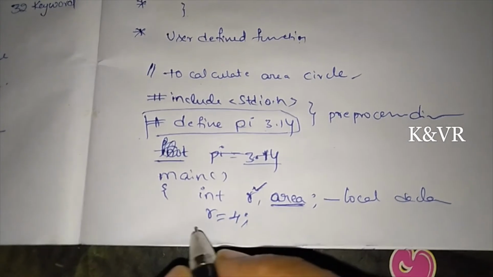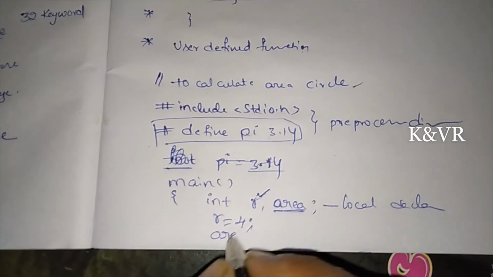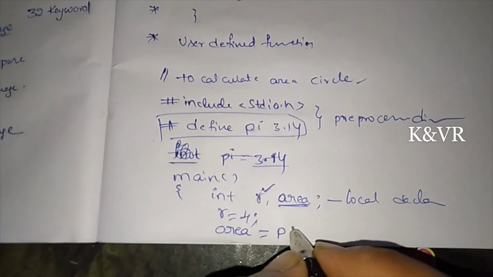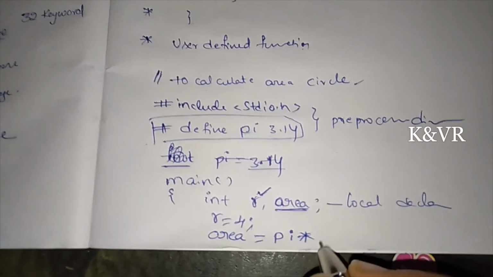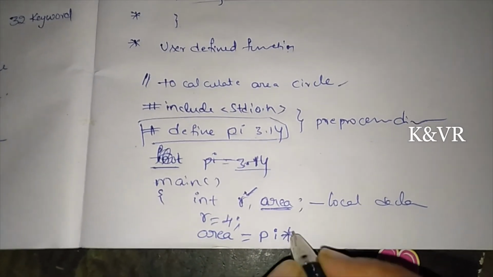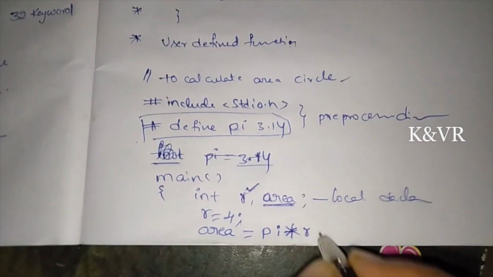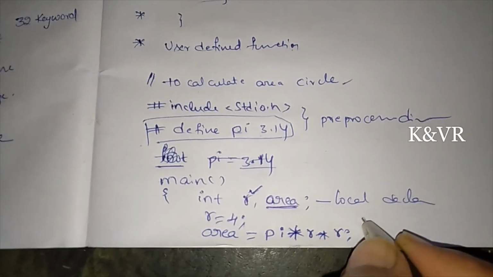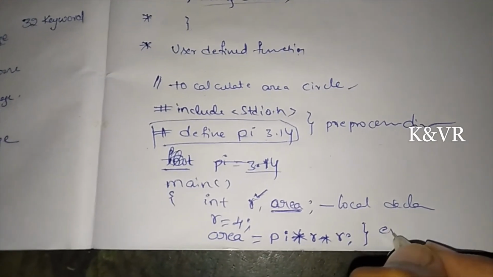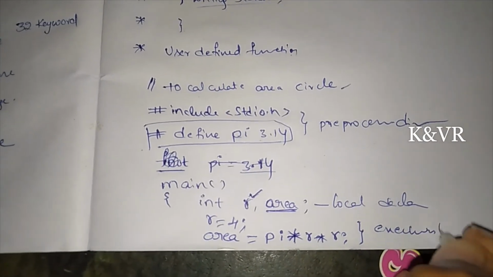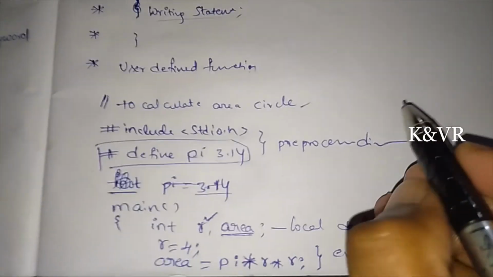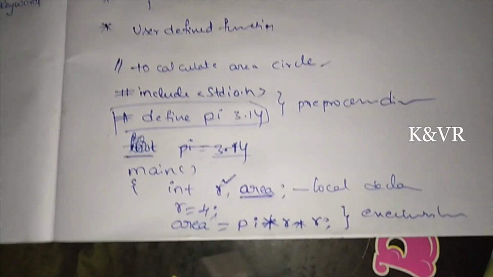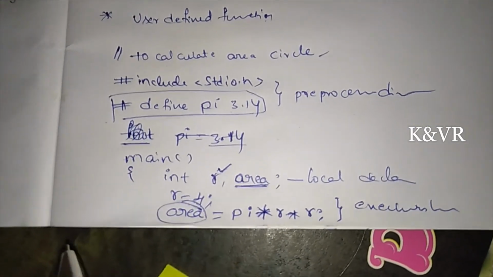Next, how to calculate the area of a circle? Area of a circle is nothing but pi into r square. This star is used to calculate multiplication. r square means r into r. These are the executable statements. And next, I have stored the area of the circle into the area variable.